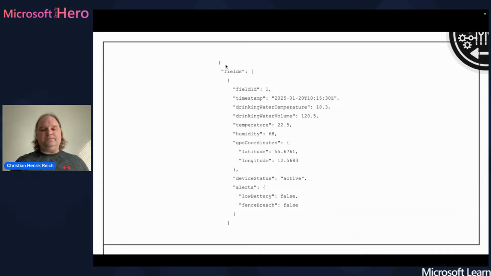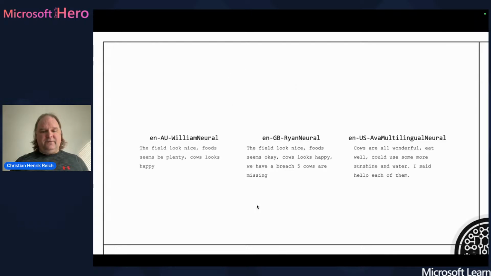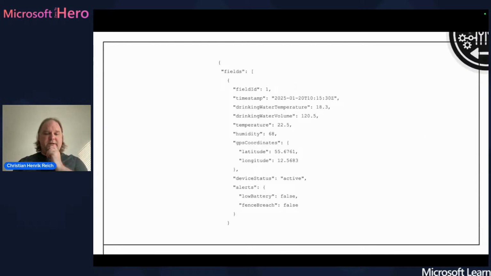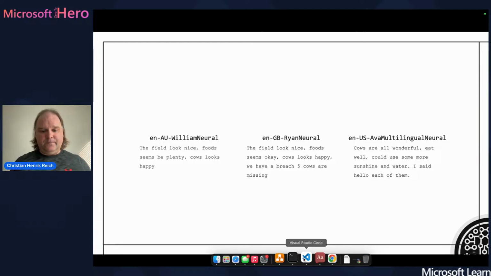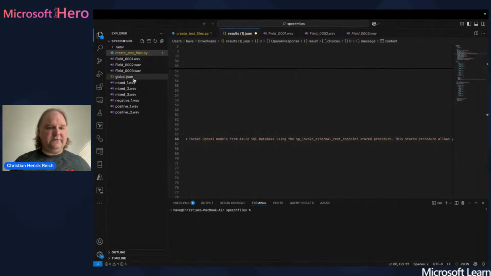We would also like to have some IoT, which are measuring how much water they have. Is the fence broken? We have a fence breach here. And then I drive around and I record my observation. That can be, okay, I see the fence is broken, there are 3 cows missing. So I have taken these texts and I have translated them to sound files. I can try to play one here.